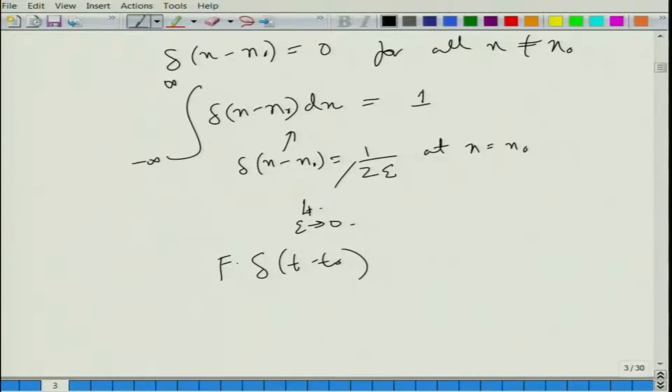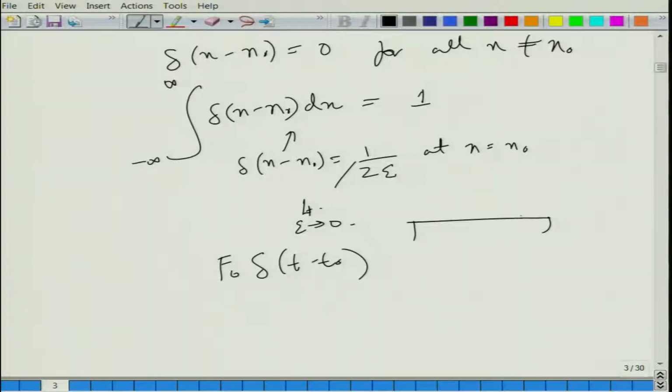So, whatever force or disturbance is happening that is localized, acting right at t equal to t naught, and for all other values it is 0. Mathematically it is defined like that, although it is tending to infinity at that instant in time, or at that particular point in space, in the overall sense it comes out to be a nice finite value.